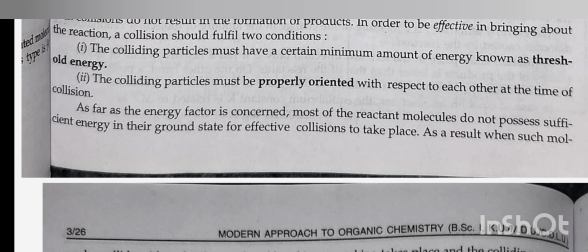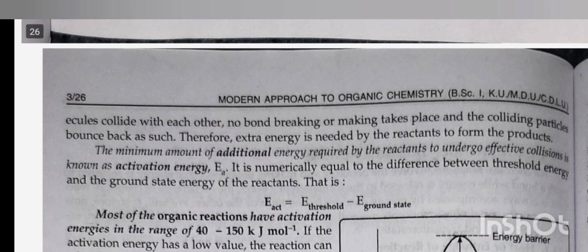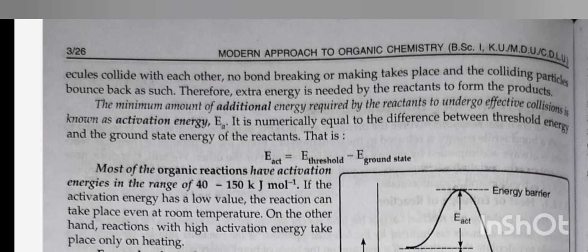As far as the energy factor is concerned, most of the reactant molecules do not possess sufficient energy in their ground state for effective collision to take place. As a result, when such molecules collide with each other, no bond breaking and making takes place, and the colliding particles bounce back as such. Therefore, extra energy is needed by the reactants to form the product. The minimum amount of additional energy required by the reactants to undergo effective collision is known as activation energy.